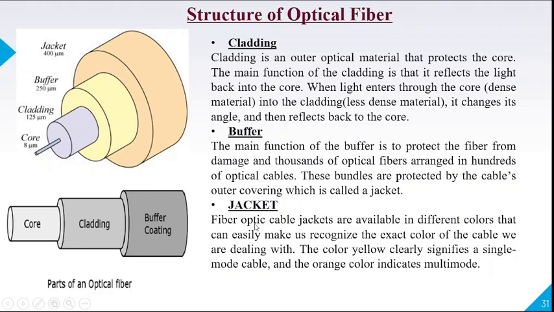Now the next is jacket. Fiber optic cable jackets are available in different colors that can easily make us recognize the exact type of cable which we are dealing with. Here the yellow color signifies a single mode fiber, and the orange color indicates the multi-mode fiber.